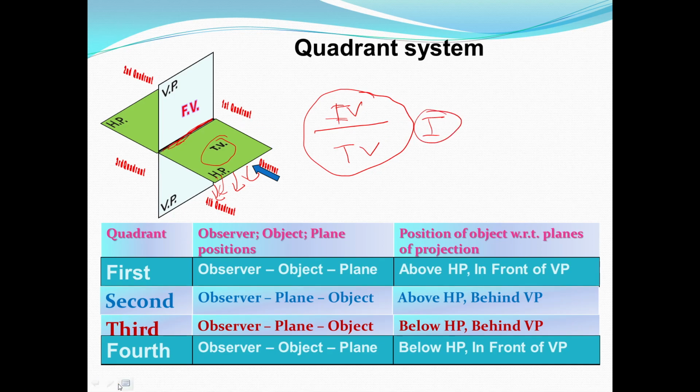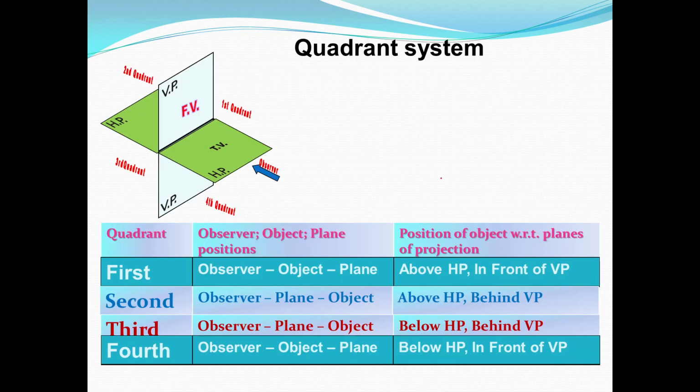Okay, moving further. The glass box concept. Now, what is the glass box concept for? It is for an object in the second quadrant and an object in the third quadrant. These planes are transparent planes. It means if the object is here in the second quadrant, you can see that object through this vertical plane. The vertical plane is transparent, so you will get the front view projection on the vertical plane.